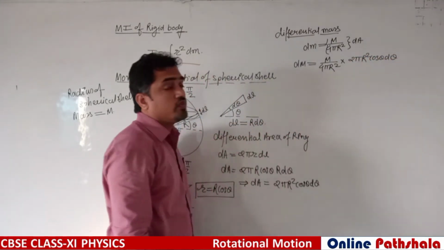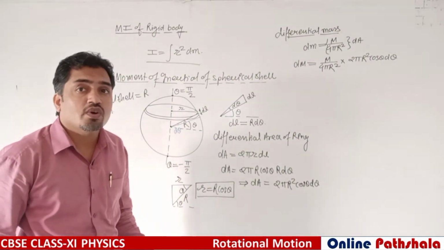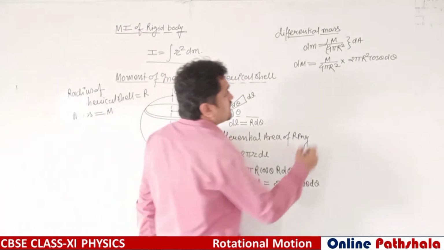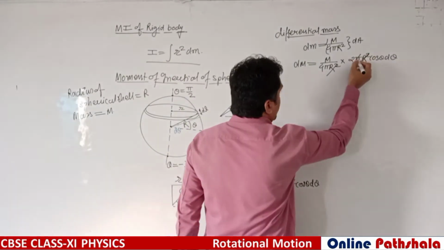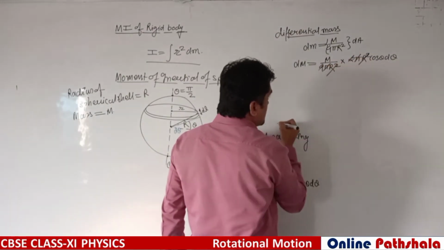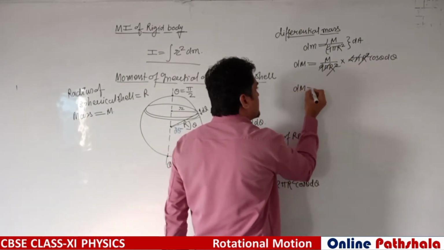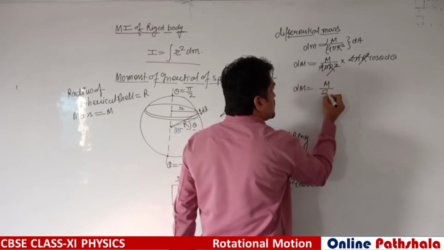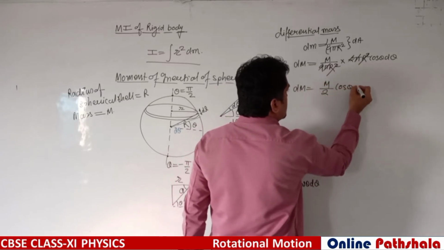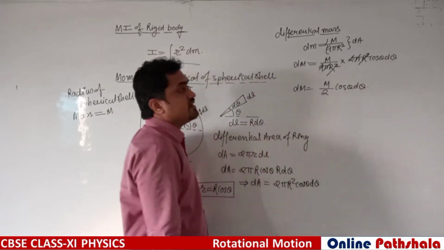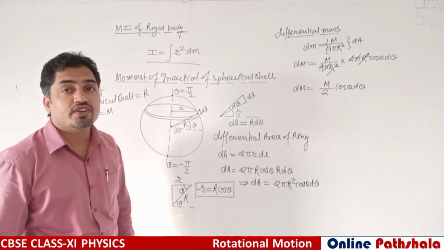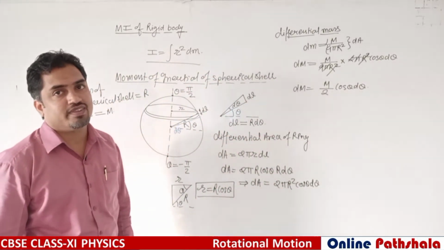What we have to do? We have to do integration with respect to theta. So, R square and pi cancel out, and 2 and 4 reduce, and finally we get capital M divided by 2 into cos theta d theta. It is the differential mass of the differential circular ring.